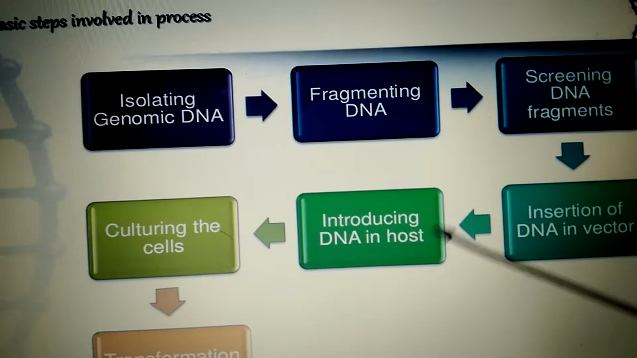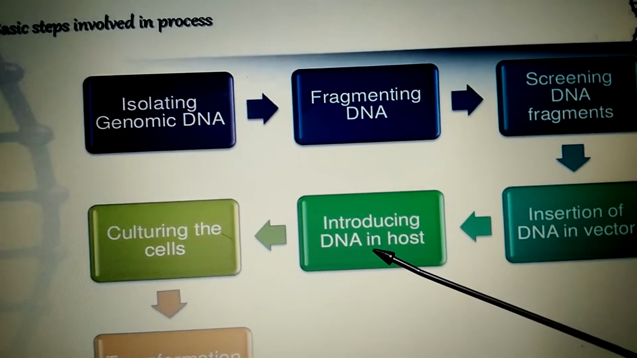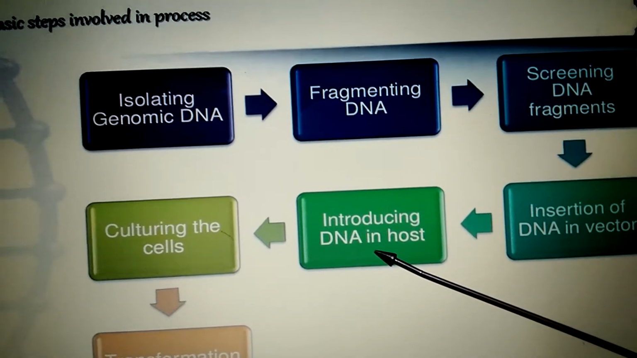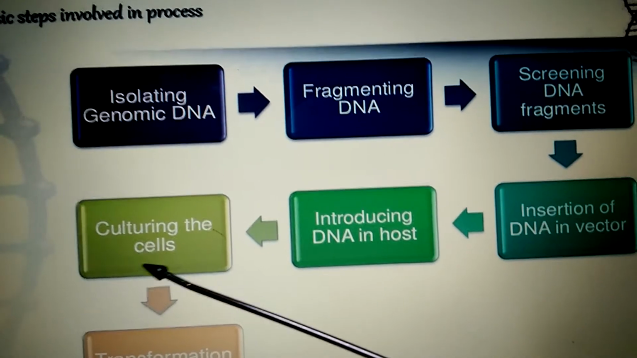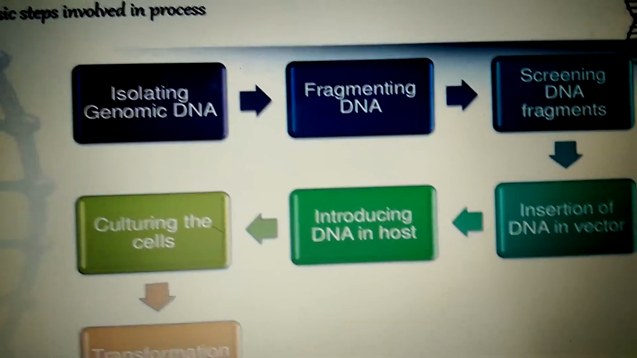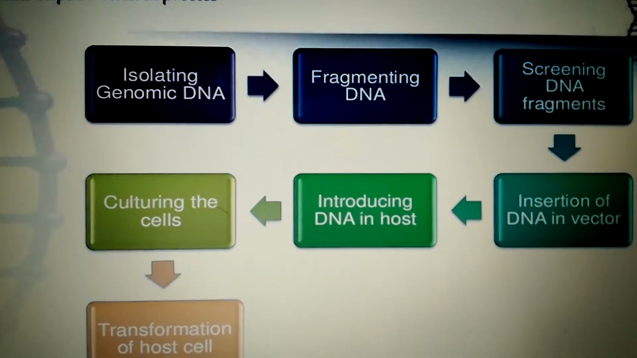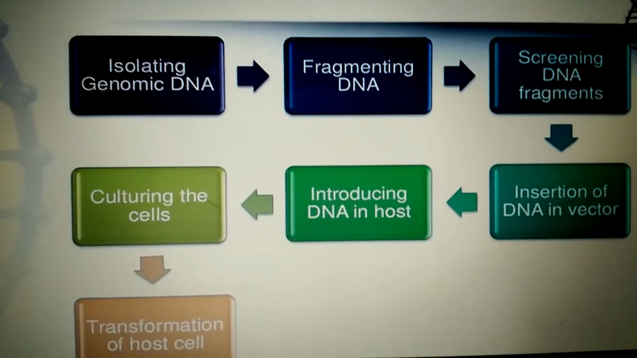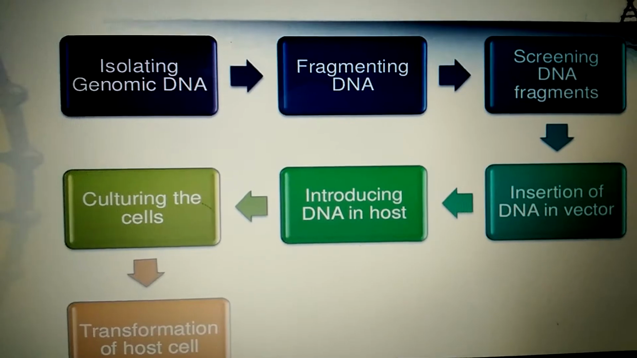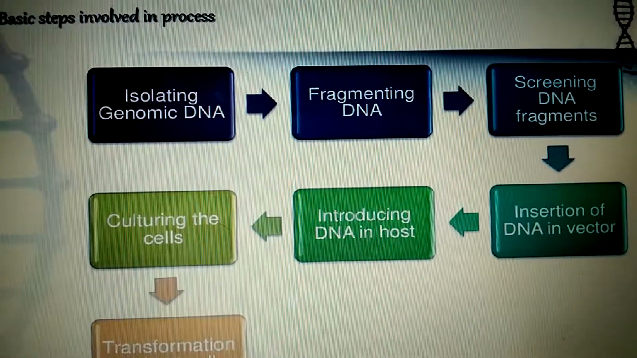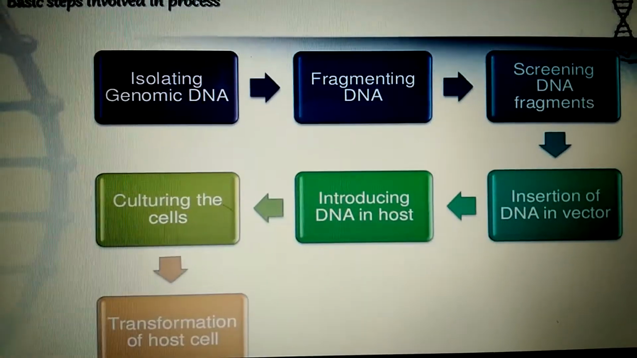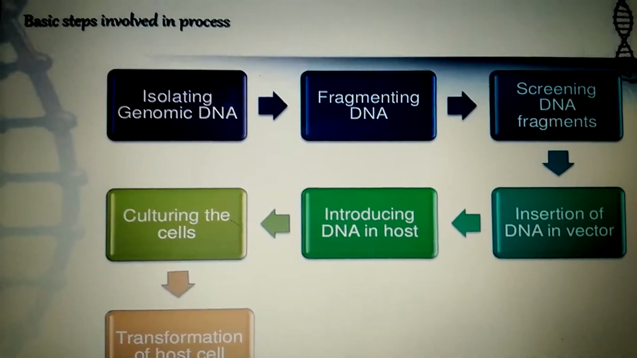When the multiple copies of the required gene or required DNA are formed, it is then cultured, and later the transformation of host cell is done. So this is the basic step that is involved in the process of recombinant DNA technology.